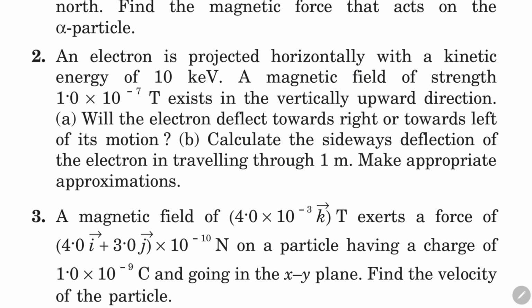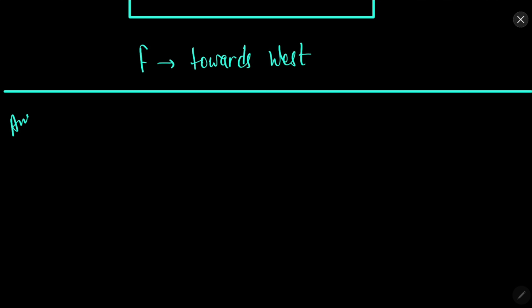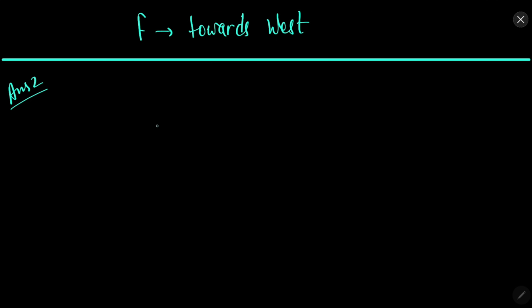In the second question, we have an electron projected horizontally with some kinetic energy. We have some magnetic field in vertically upward direction. Will the electron deflect towards right or towards left? And calculate the sideways deflection of the electron traveling through 1 meter. So this is the second one.